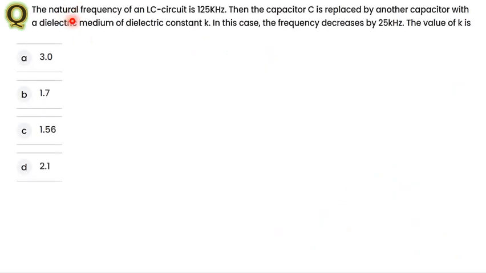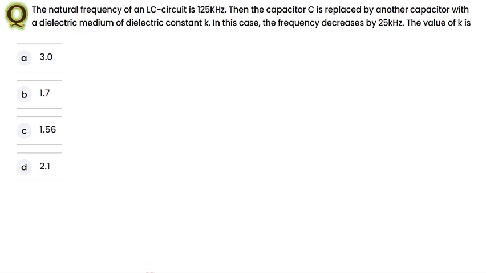The next question. The natural frequency of an LC circuit is 125 kilohertz. In the LC circuit, the capacitor has been replaced by another capacitor with a dielectric medium. With the constant they have given, the frequency is decreased by 25. After introducing the dielectric, the frequency is 100 kilohertz. So what is the value of K?